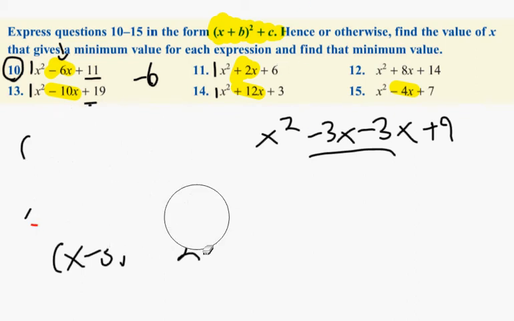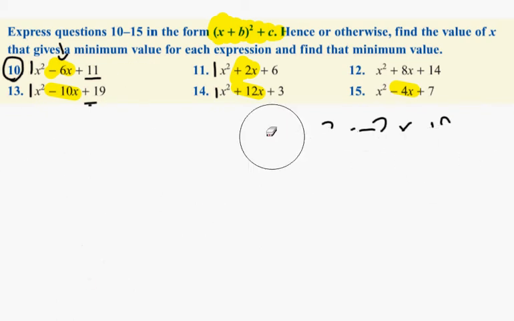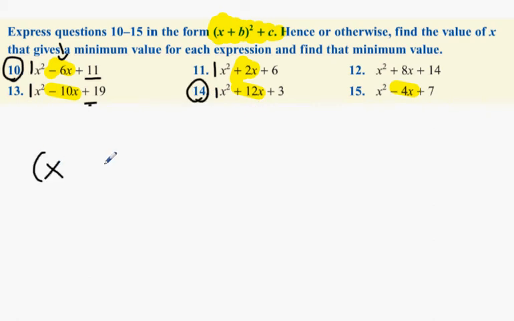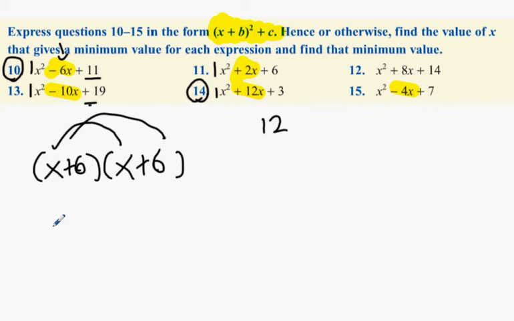We'll try one with a plus in it. Maybe question 14. Now, what did I say? It's the part in yellow. What are we targeting? We're targeting the 12, aren't we? X bracket something, x bracket something. What did we say to do with the 12? Half it: 6. Yeah. X plus 6 and x plus 6. Multiply that out, Rory. X squared.